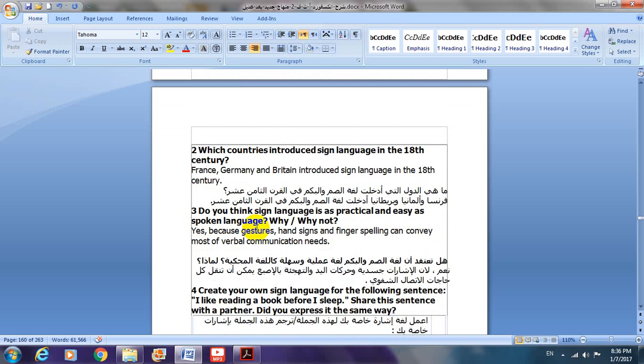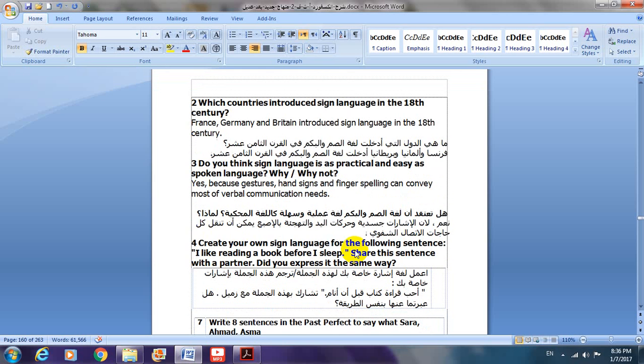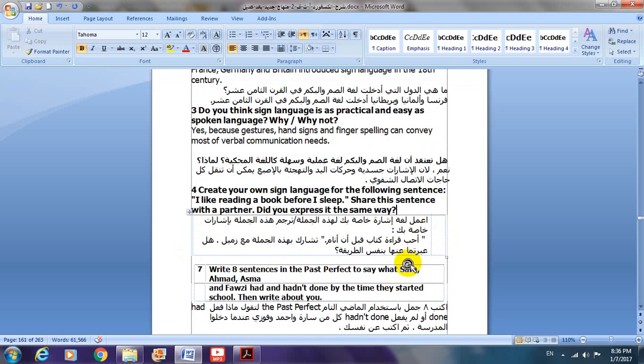3. Do you think sign language is as practical and easy as spoken language? Why or why not? Yes, because gestures, hand signs, and finger spelling can convey most of our verbal communication needs. 4. Create your own sign language for the following sentence: I like reading a book before I sleep. Share this sentence with a partner. Did you express it the same way?